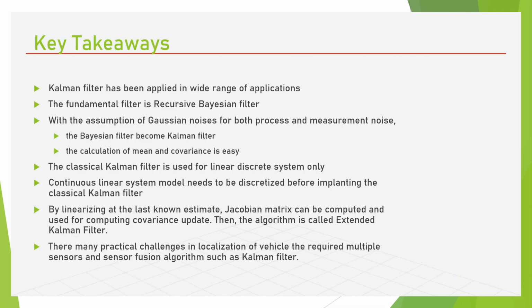Okay, here is the last slide, the key takeaways. The first one: the Kalman filter has been applied in a wide range of applications, as you can see from the beginning. The fundamental filter is the recursive Bayesian filter, but with the assumption of Gaussian noise for both the process noise, meaning the state equation, and the measurement noise, in the output equation. Then the Bayesian filter becomes the Kalman filter, and the calculation of mean and covariance is easy in this case.